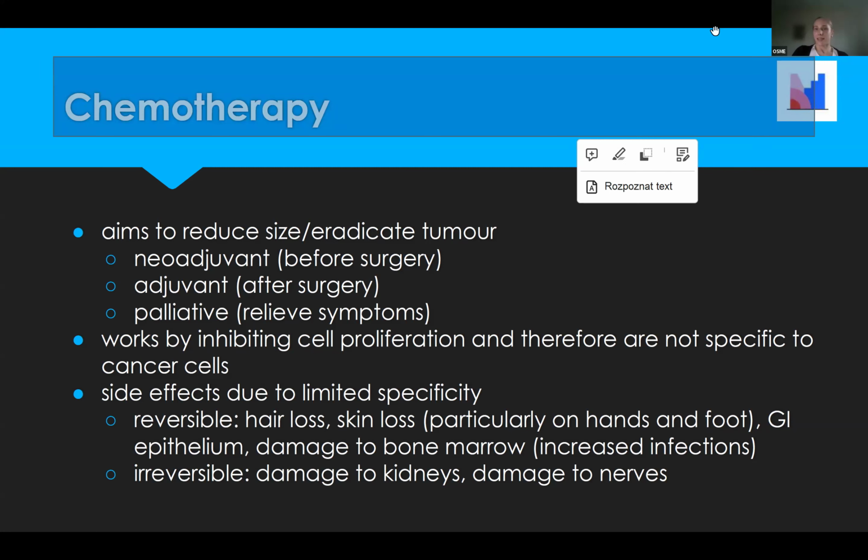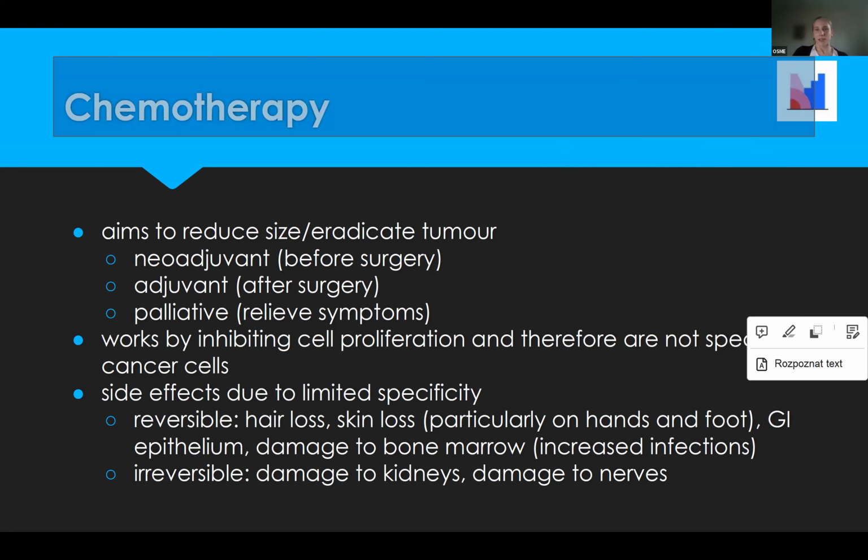And there is a Menti question again. So just one quick Menti question about anti-metabolites, which is one of the classes of chemotherapy.